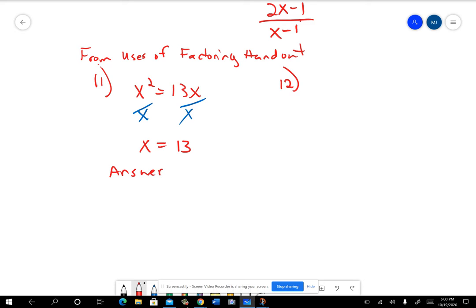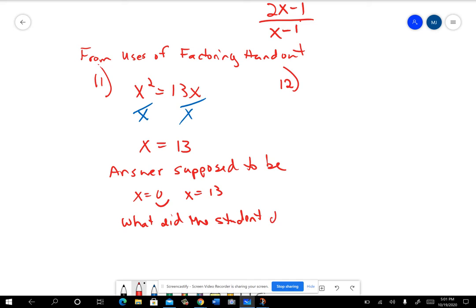The answer was supposed to be x equals 0 or x equals 13. It's supposed to have that. And what did he do wrong? Was what you're supposed to answer.